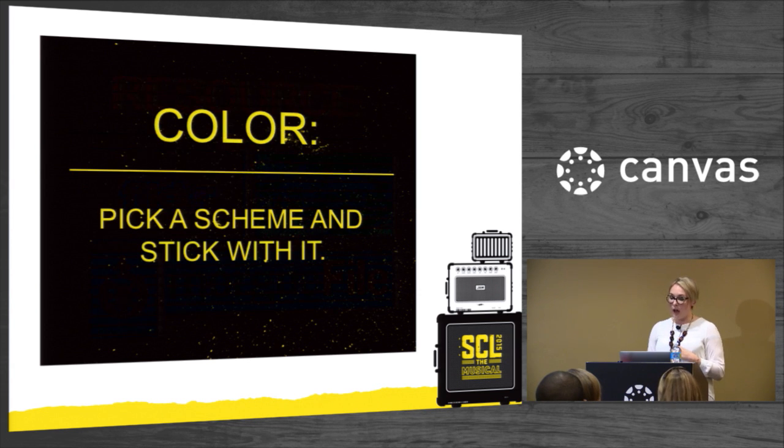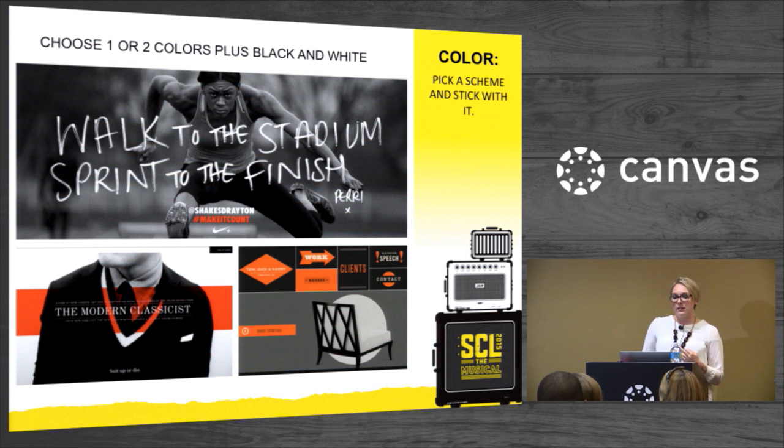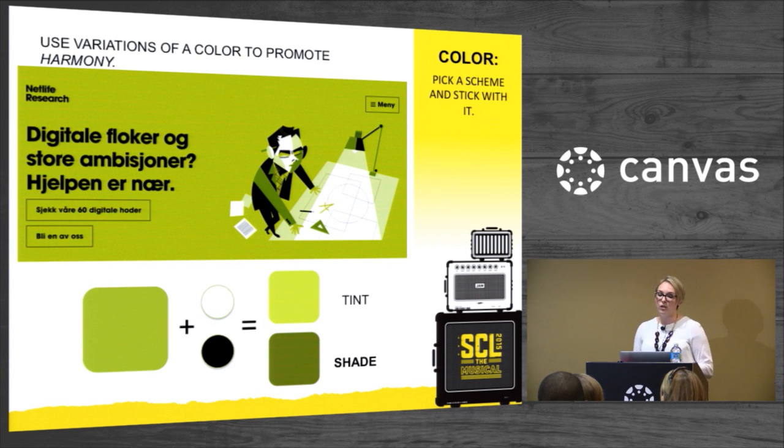We're now going to go to color. The big theme to think about with color is pick a scheme and stick with it. If you're a beginner, the easiest way to do that is just choose 1 or 2 colors plus black and white. Okay? Then you create a nice clean design that's not overly complicated for you. Okay? Another option is to use variations of color to promote harmony.